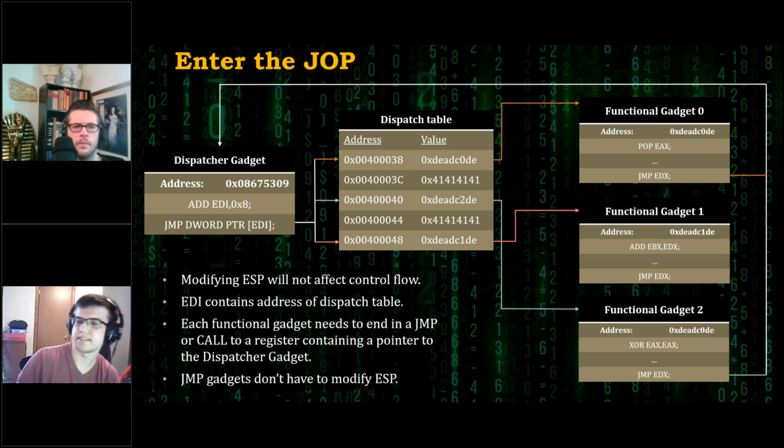One thing to note is that the registers in those jumps in your functional gadgets don't all have to be the same. So let's say you had a gadget with a jump EBX that you really wanted to use. You wouldn't necessarily have to completely redo everything. You could just load the dispatcher gadget's address into EBX and then go do that. So we'll see with JOP, we're not tied to our stack pointer at all as far as our control flow goes, and that'll be relevant in a second.